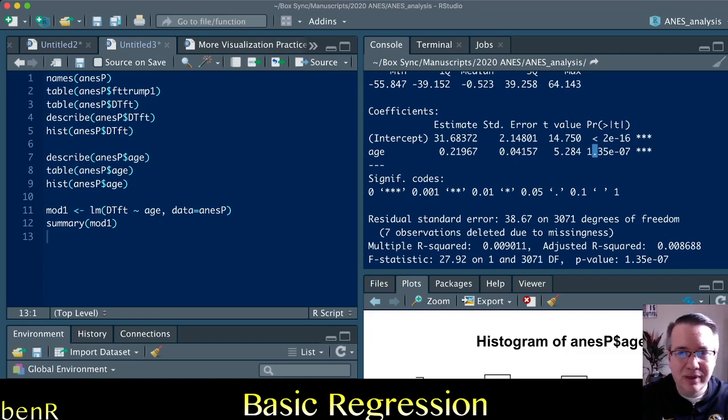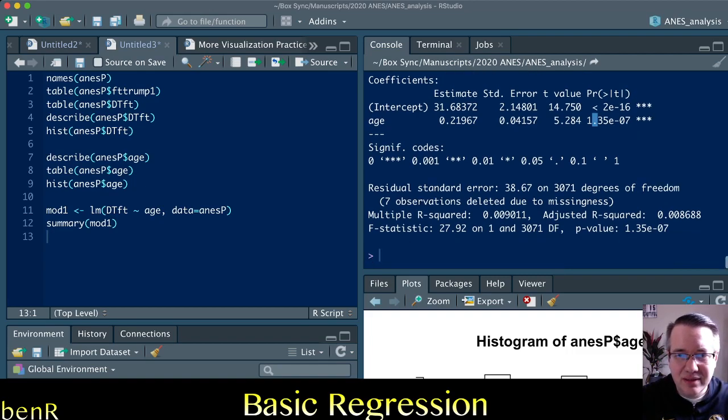Okay, so it also gives us the multiple R-squared and adjusted R-squared. The adjusted R-squared is 0.008, meaning that age explains not quite 1%, or 0.8%, of variance in evaluations of Donald Trump. So that's our first clue that yes, we have a variable that has a statistically significant relationship with evaluations of Trump, but the effect is rather small. It's not even 1% of the variance in evaluations of Trump that is explained by age.